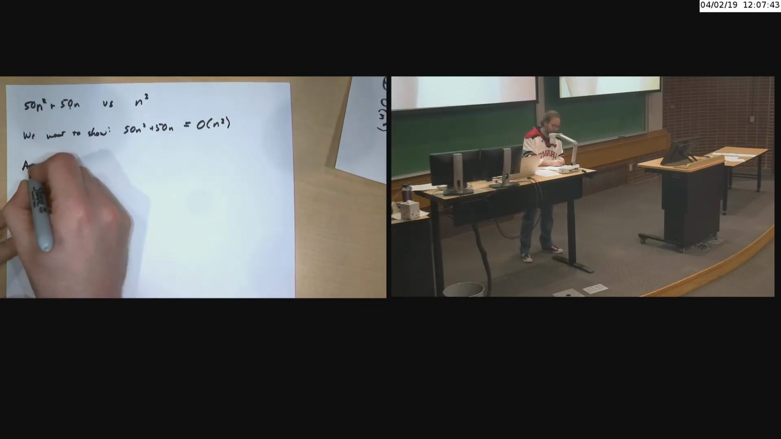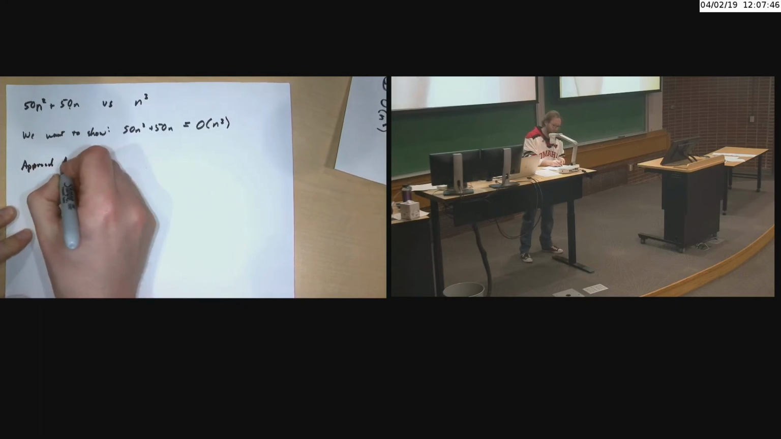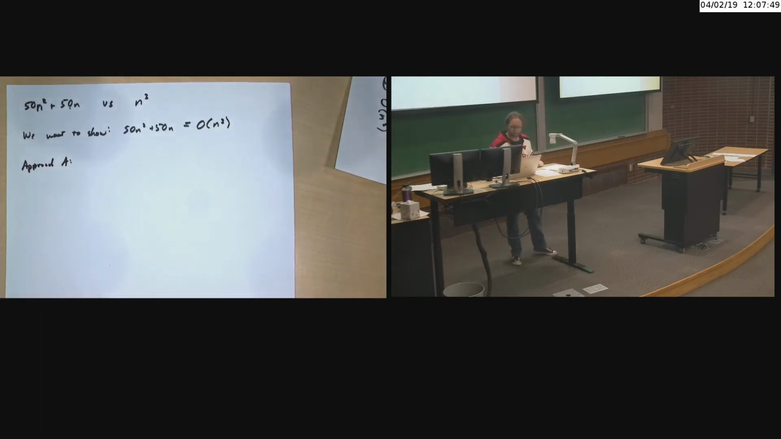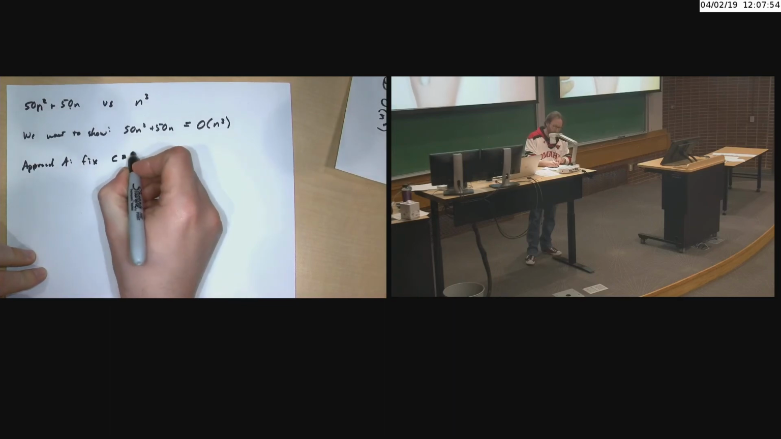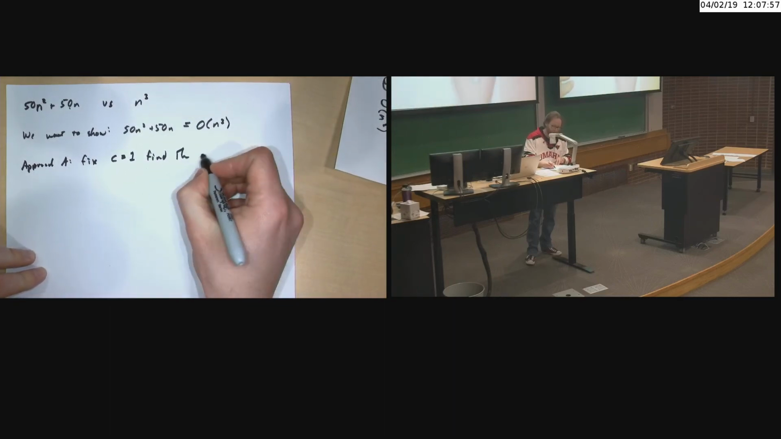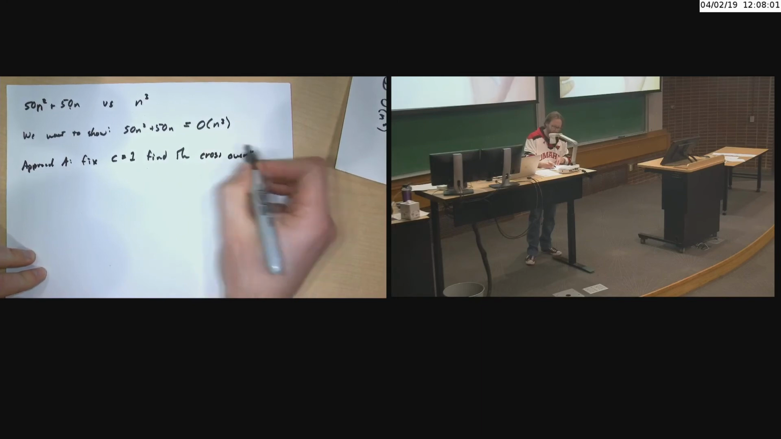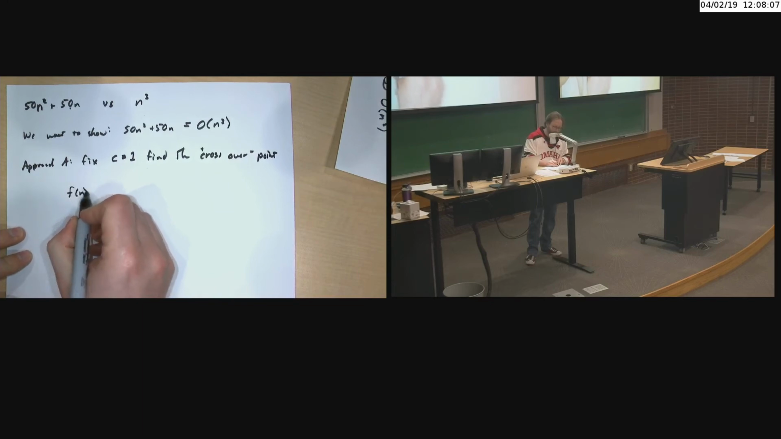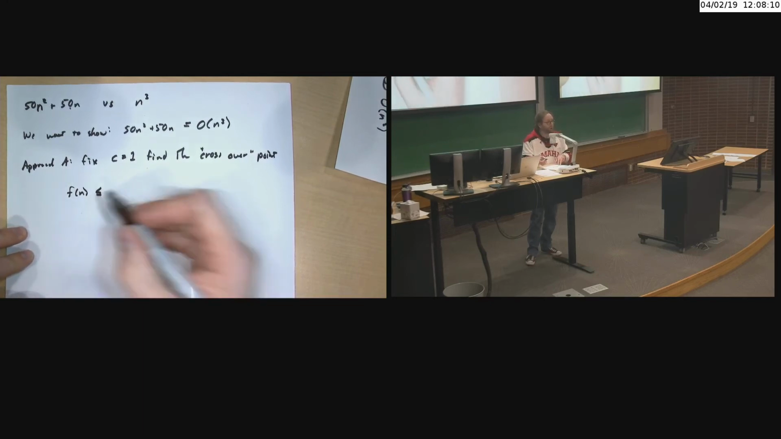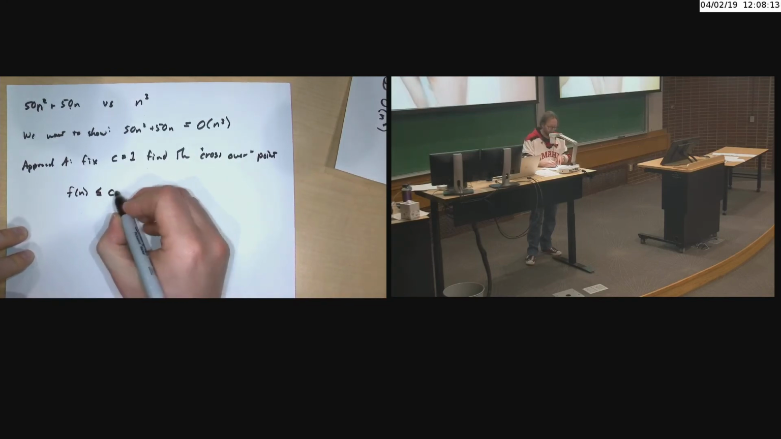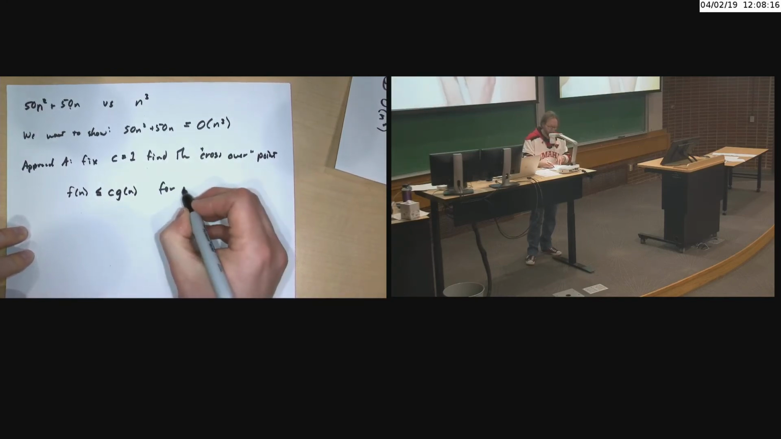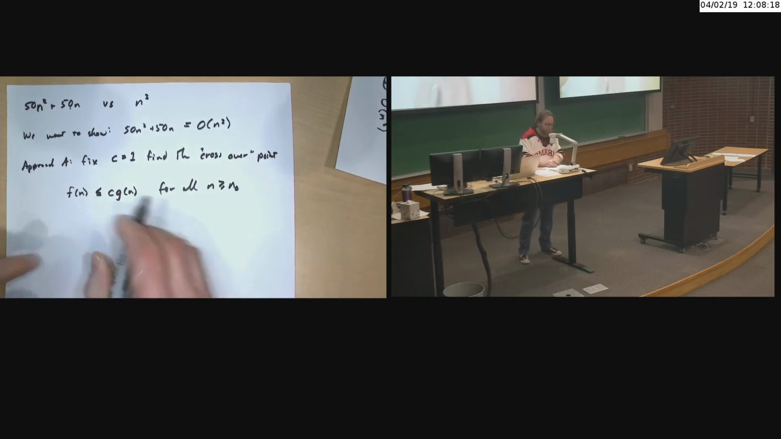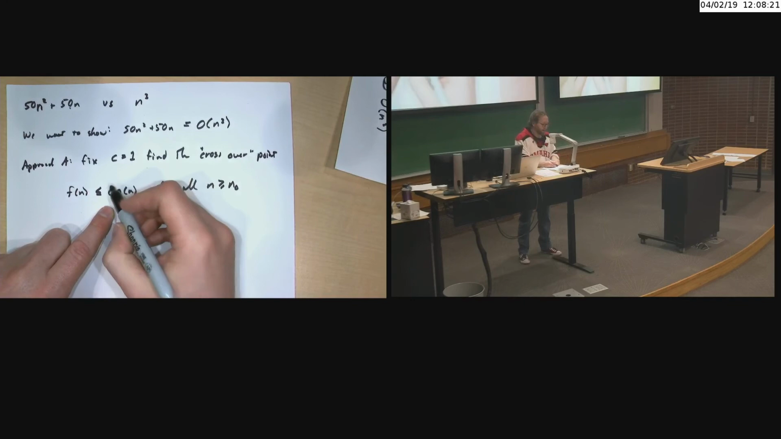And our approach A is to, what was it again? Fix C to be 1 and then find the crossover point. In other words, I want to show that f of n is less than or equal to C times g of n for all n greater than or equal to n naught. But if I'm fixing C, what happens to C if I fix it to be 1? It goes away. It simplifies it.